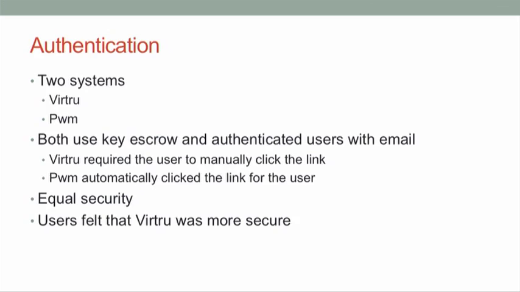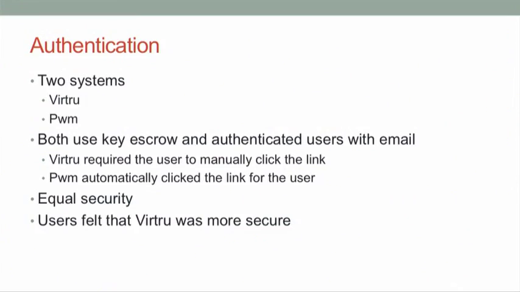account. In the case of Virtue, they took the users right to the email message from the Virtue key server, and you had to click on a link to say, yes, I own my email account. In our case, we automated that. We did that authentication behind the scenes, since our tool is already running in the context of their email systems. We would just catch the message as it comes from the key server and process it automatically.